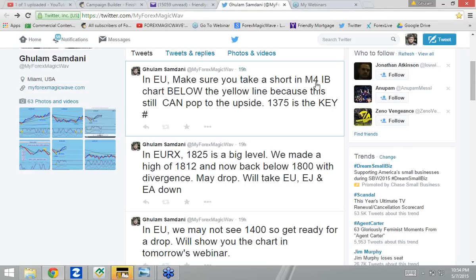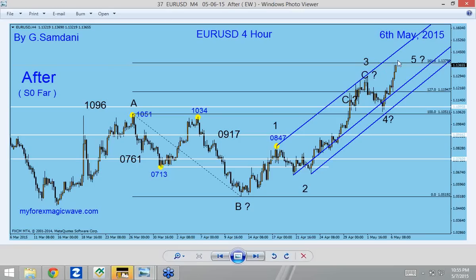short in 4-minute IB chart setup below the yellow line, because this still can pop to the upside. 1375 is the key number. So below the yellow line, and 1375 is the key number. My recommendation was short the Euro USD because the wave 5 was finished, which is right here, right around there, right? So what happened after that?